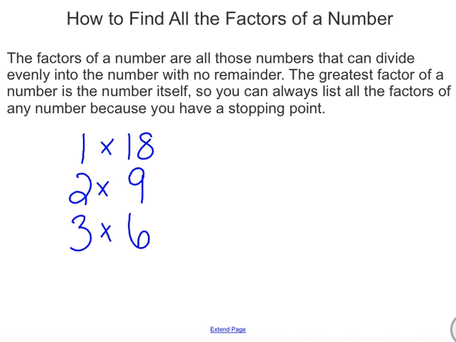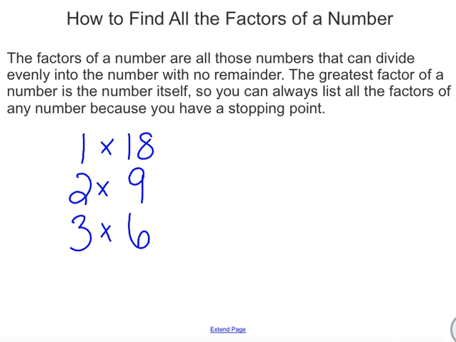So now I try 4. And I'm thinking about my 4 times tables, and 18 is really low, so I could do my multiples of 4, right? 4, 8, 12, 16, 20. No, I don't get 18. So 4 is not a factor of 18.